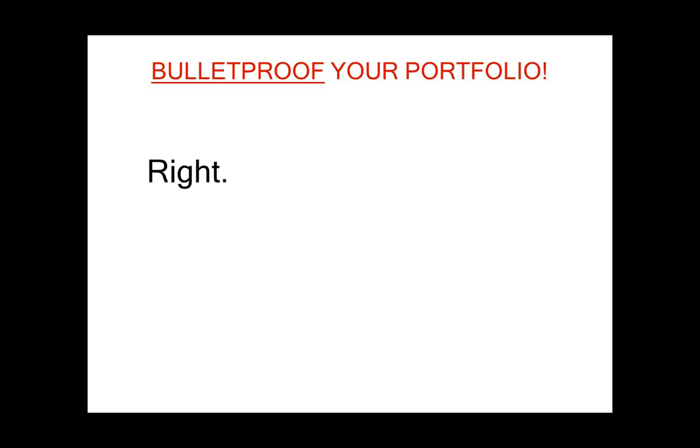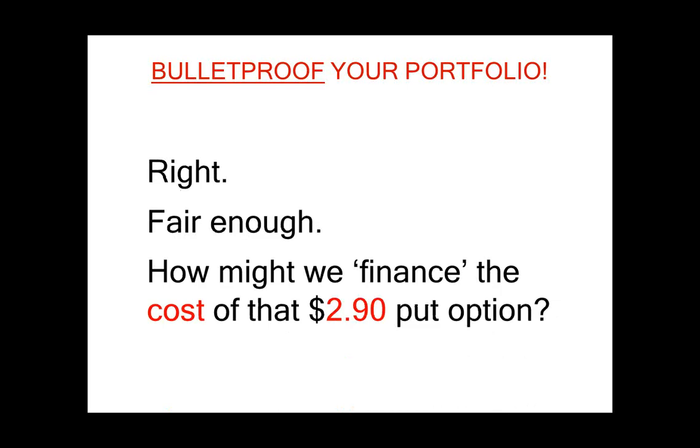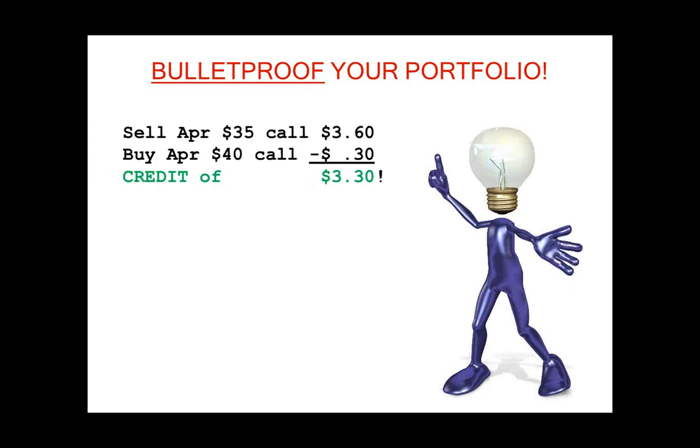Well, that's not so. But here's the deal: if I'm going to say, hey, we're not going to spend anything on the put, how is that going to happen? Well, let's finance it. We're going to use some creative financing, just like in real estate, right? Here it is. Here we go. I'm going to sell the April $35 call for $3.60 and simultaneously buy the April $40 call for 30 cents.